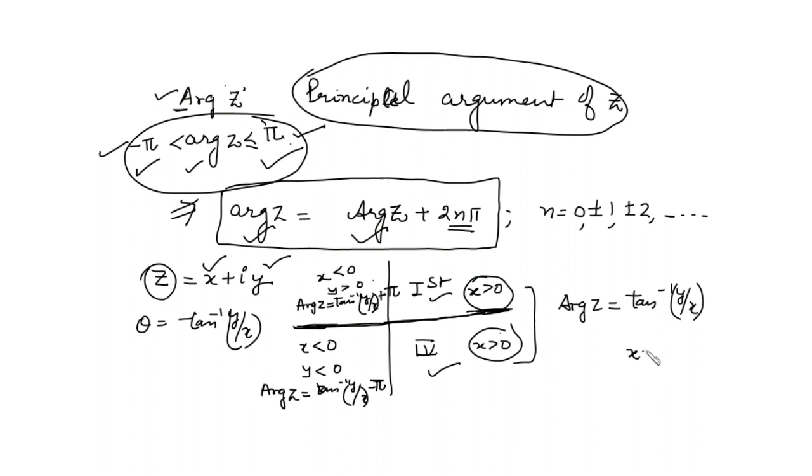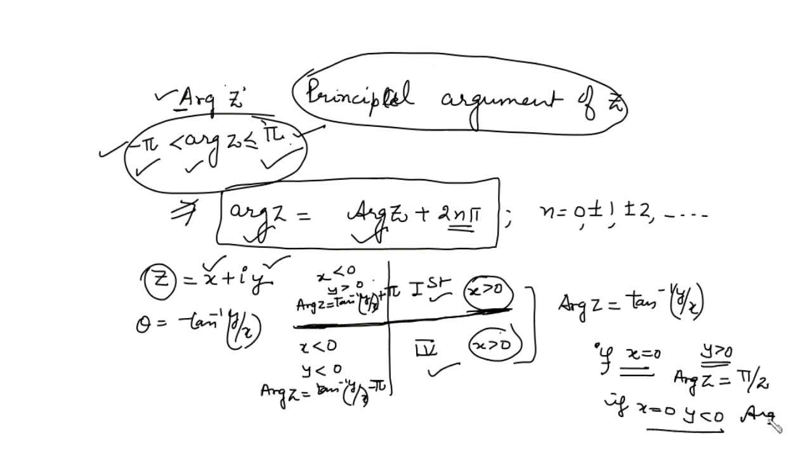But if your x is 0 and y is positive, in that case the principal argument of z, now just see, when your x is 0, y is positive, tan will become infinity, and so the principal argument of z will be pi by 2 in that case. And if your x is 0 and y is negative, then the principal argument of z is given by minus pi by 2, right?